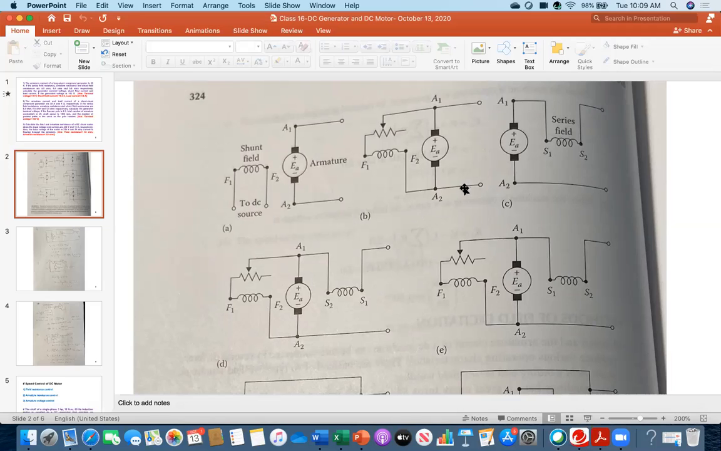Everybody, have you drawn that figure B? Yes, sir. Yes, I got it. Okay, just draw the middle figure.